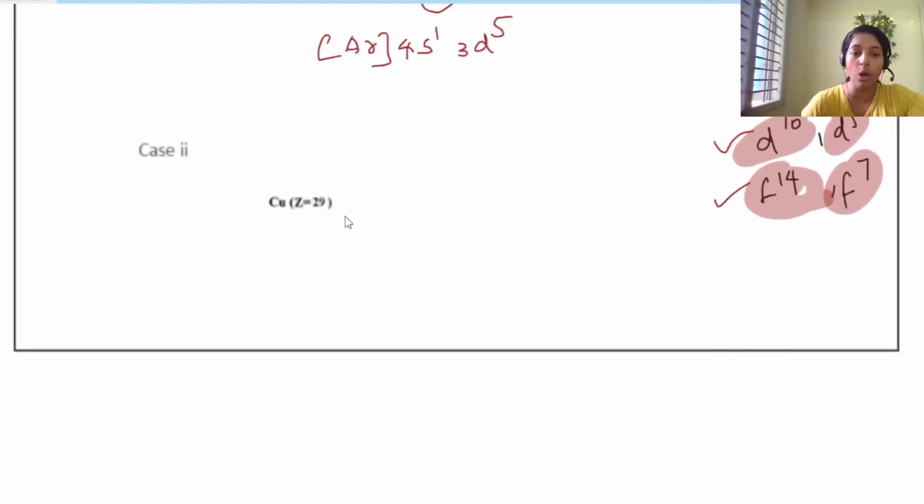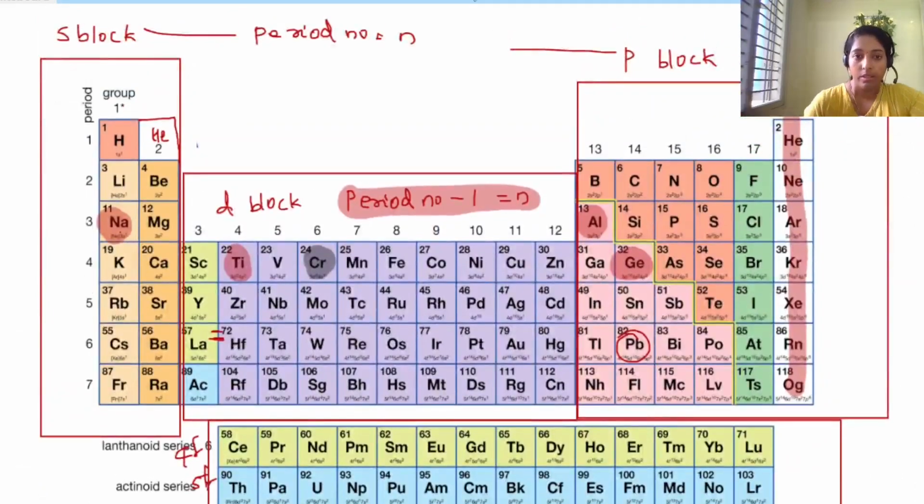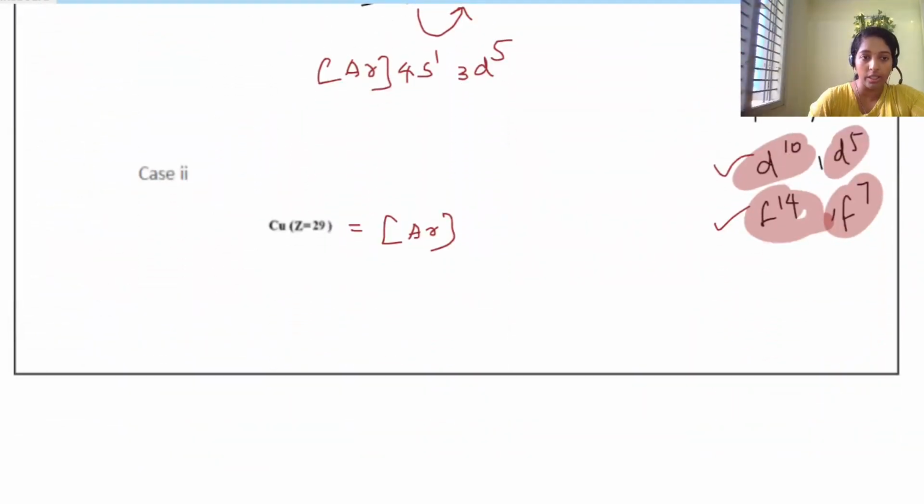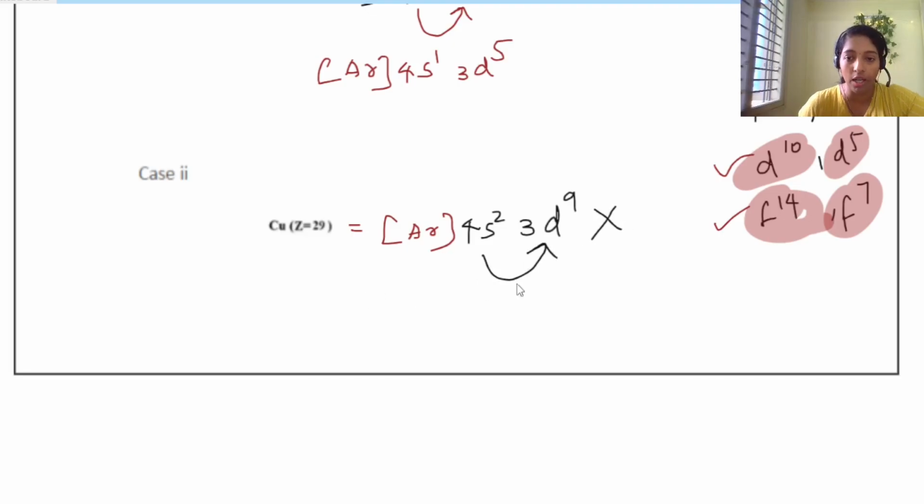For example, copper. Again it's argon, and then the next filling energy level is 4s2, and then 3d9. 4s2 3d9 may seem to be the first answer, but the problem is this is wrong. What is the actual configuration? This electron will jump to here. Why? In order to make d10. Only the d block and f block show this jumping. So this is 3d10 4s1. This will be the correct one.